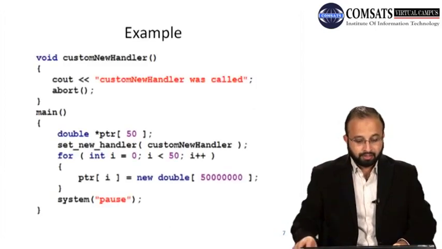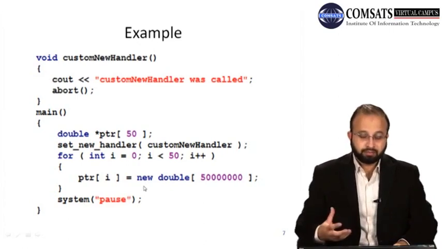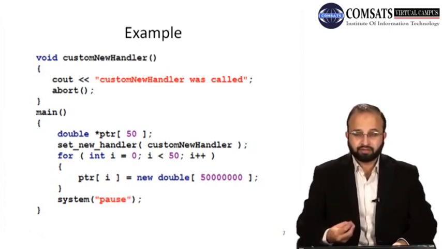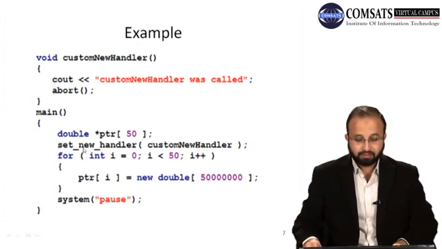Example, so this is an example program, and in this program we have a custom_new_handler, that is our handler function. That function will be invoked whenever there is some problem in allocating memory using the new operator. But how do we tell? There must be some mechanism to tell the C++ compiler that this is a function that must be invoked whenever the new operator fails to allocate memory, and that function is set_new_handler. So we call set_new_handler and pass it the function pointer of custom_new_handler. Now this function, custom_new_handler, will be invoked whenever the new operator fails. So we have registered it.